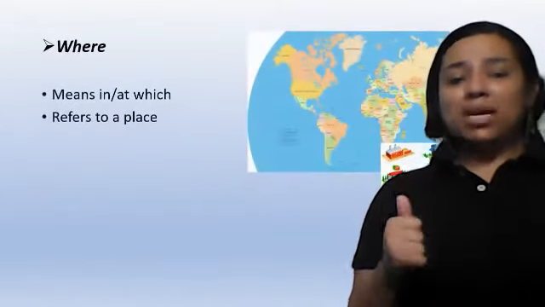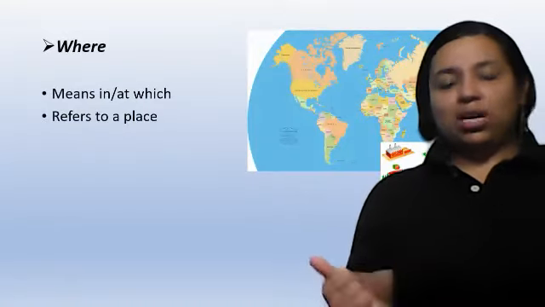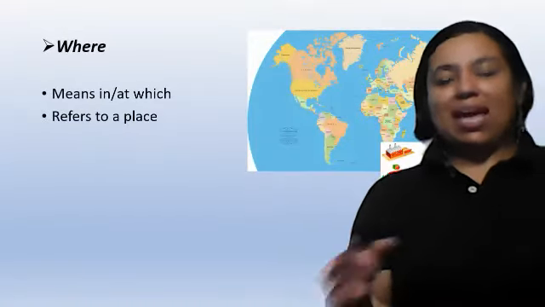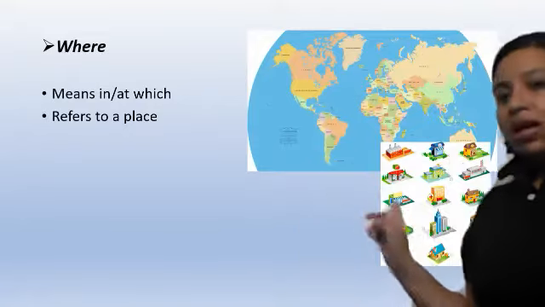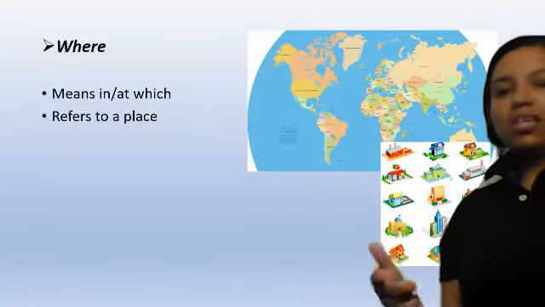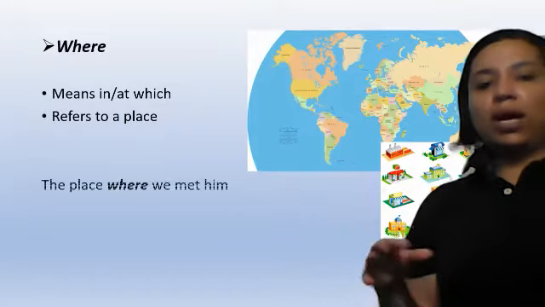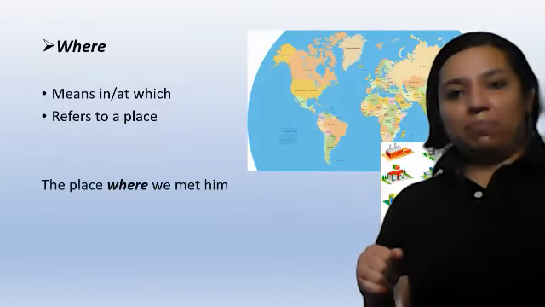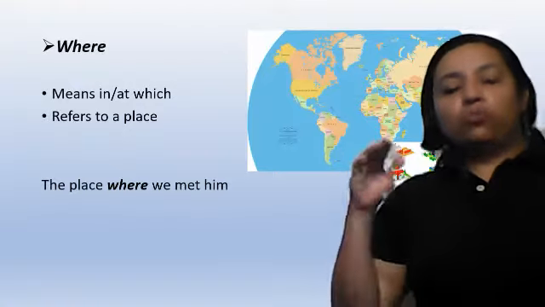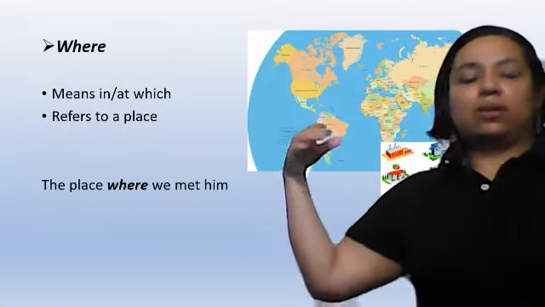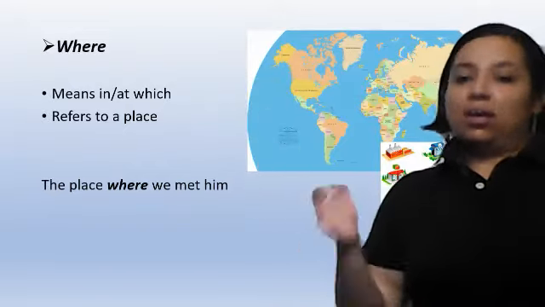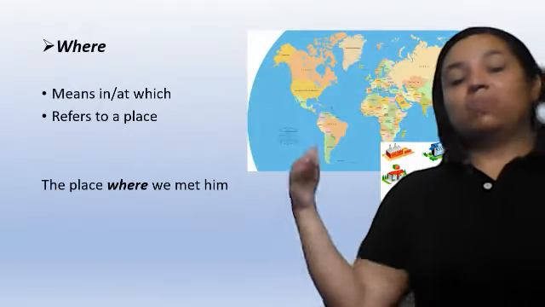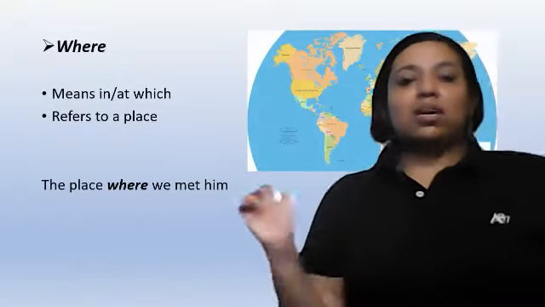The second one of this category is where. This one means in which or at which and refers to a place, any place, city, country, and also places like house, hospital, restaurant, school, any. The place where we met him, instead of saying we met him at the hospital because we're doing this there, we say the place where we met him is where we were doing this thing. So we try to shorten that part.